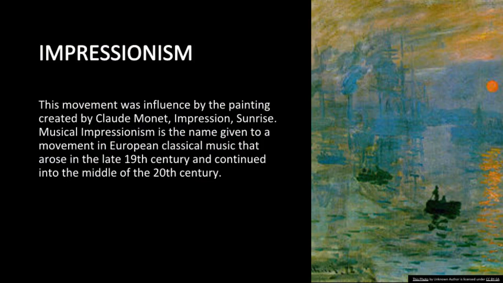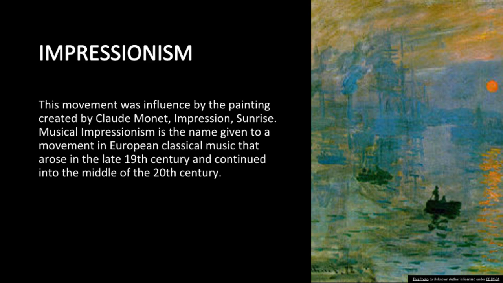Impressionism. This movement was influenced by the painting created by Claude Monet, Impression, Sunrise. Musical Impressionism is the name given to a movement in European classical music that arose in the late 19th century and continued into the middle of the 20th century. Originating in France, musical impressionism is characterized by suggestion and atmosphere, and eschews the emotional excesses of the Romantic era. The influence of visual impressionism on its musical counterpart is debatable.